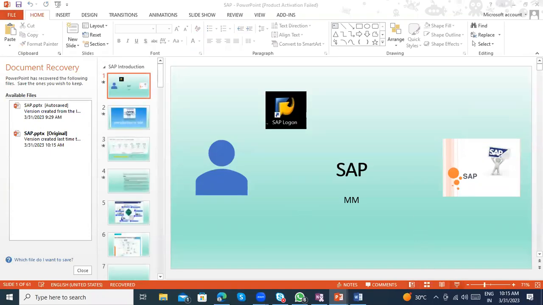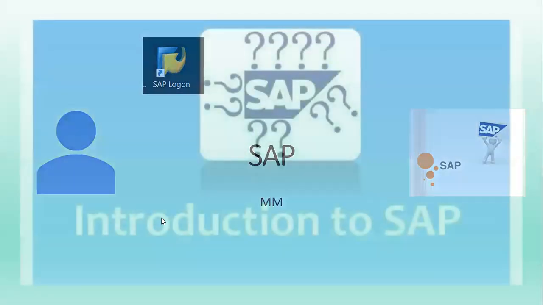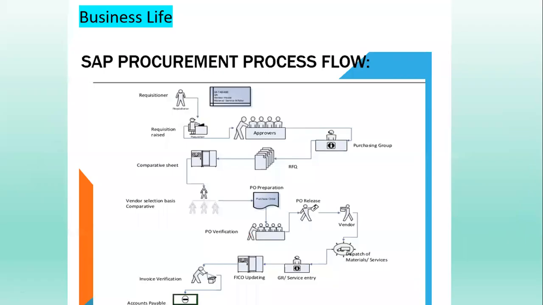I'll show you one diagram here to understand easily. See here. The requisitioner writes the requisition. The requisitioner writes the request for what he actually needs: how much is required and when it is required. He creates one purchase requisition, then it goes to approvals.